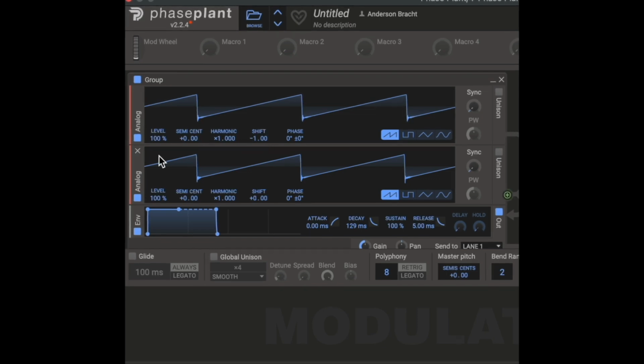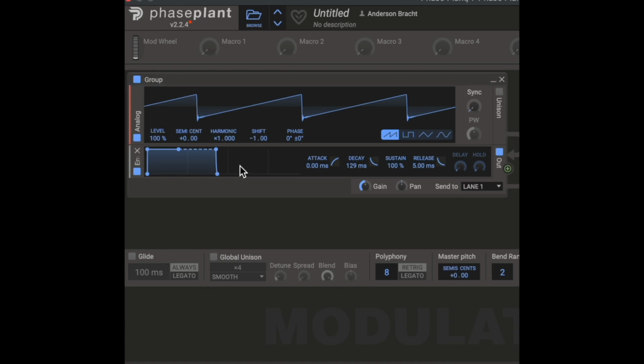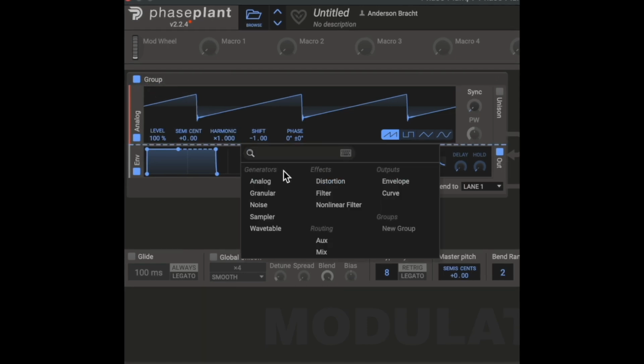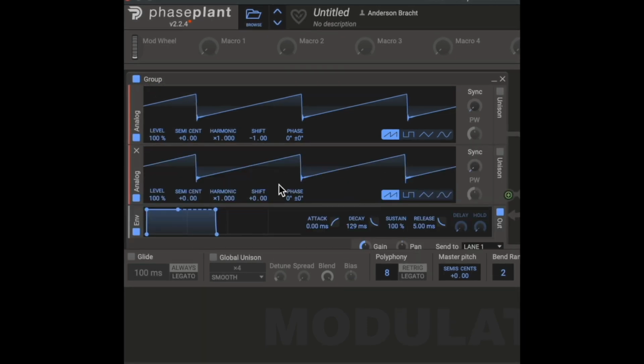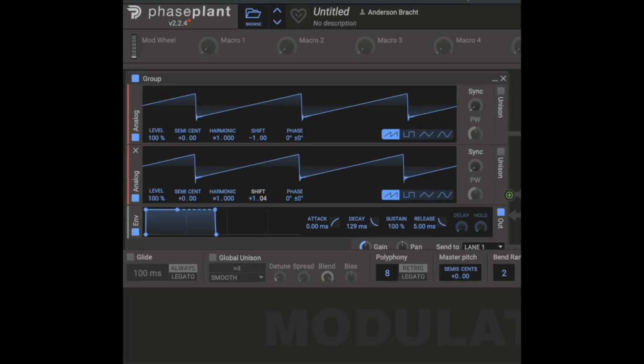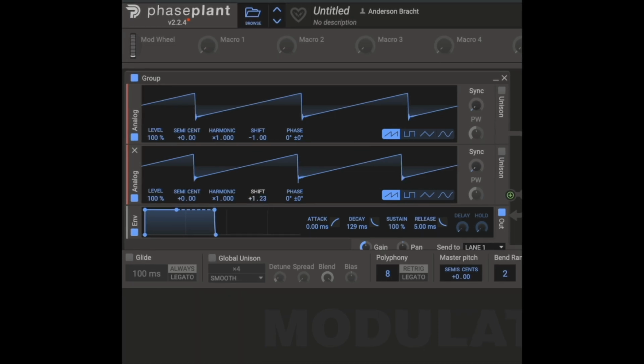You can try this by loading a group with two analog oscillators. Try this at first by selecting Sawtooth waveforms for both. Then use the shift control to slightly detune one of them from the other. Listen to how this sounds as you do this. This is what Unison is.